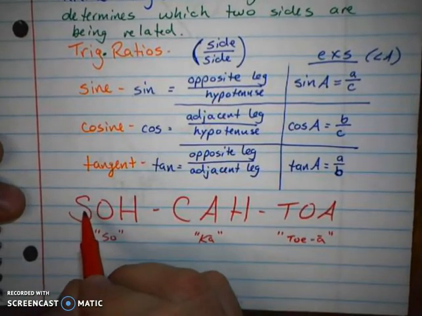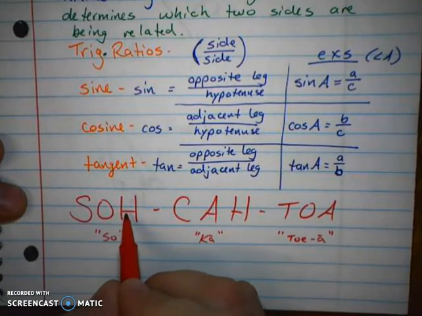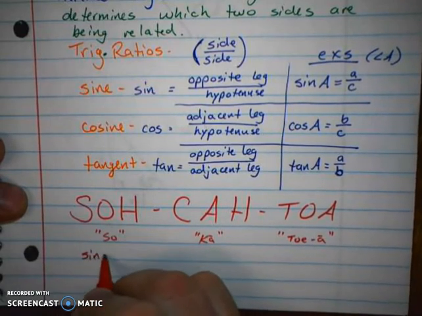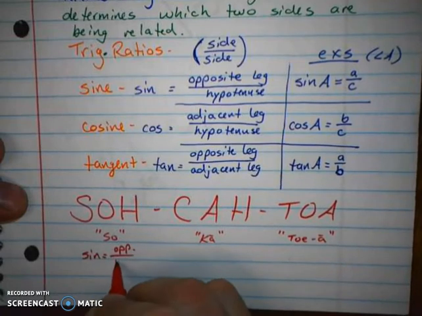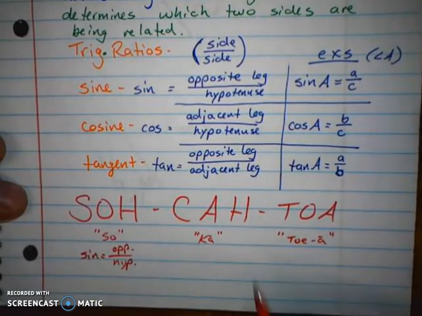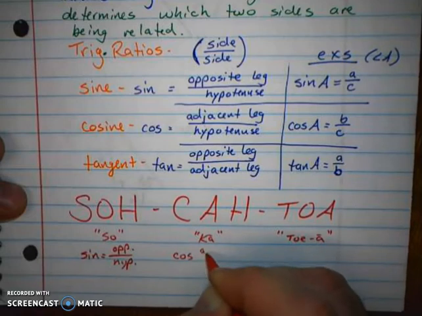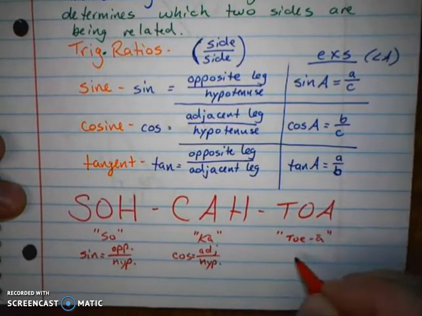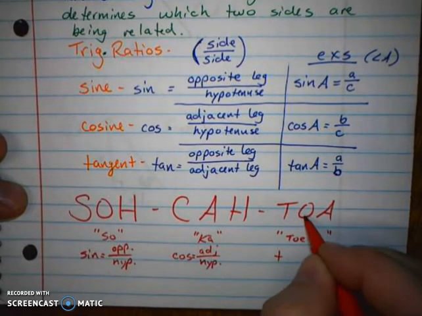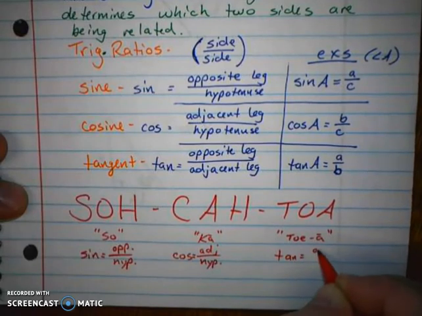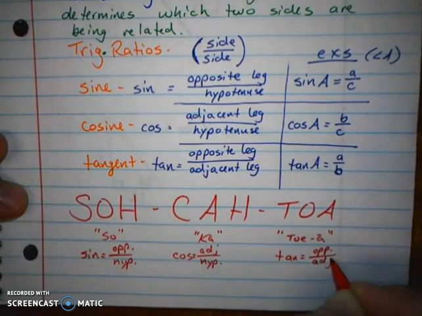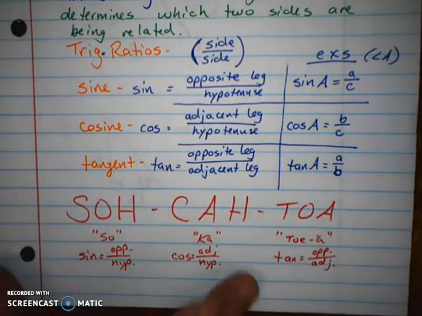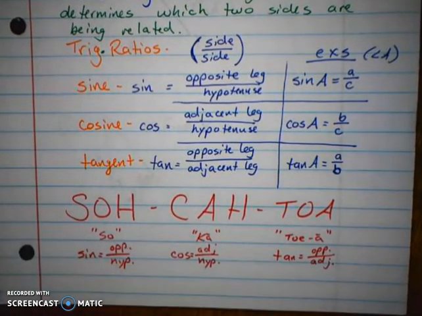The sine ratio is opposite leg over hypotenuse. The cosine ratio is adjacent over hypotenuse. And the tangent ratio is opposite over adjacent. Okay? And so Sohcahtoa helps us remember those ratios. Okay, so let's try some examples using Sohcahtoa.